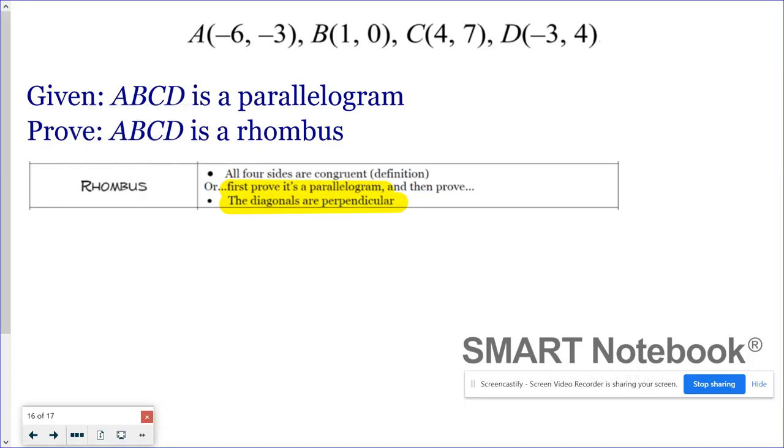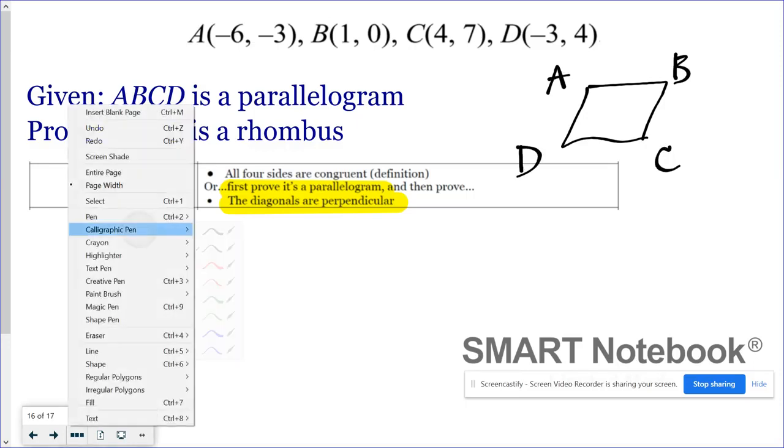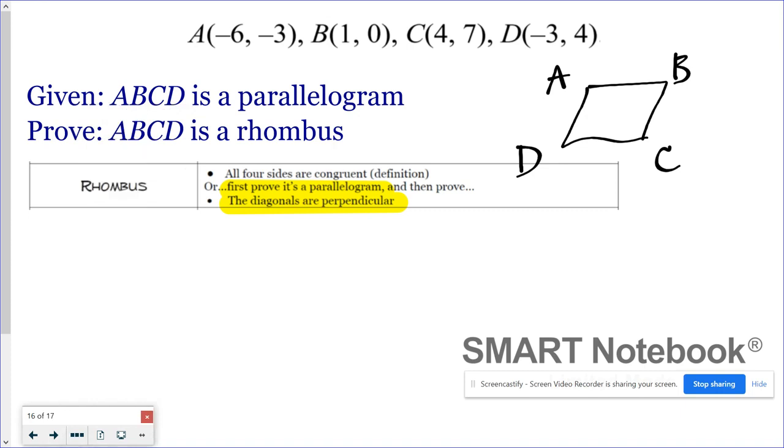Now, if it helps, if you're wondering what it looks like, I'm just going to draw parallelogram ABCD, and I'm not even going to draw it in the coordinate plane because honestly, it doesn't matter for this purpose. So here's A, B, C, D. I just want you to see the general locations of the 4 vertices. Right. Now we want to prove that the diagonals are perpendicular.